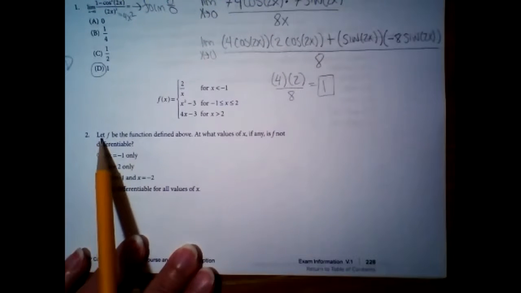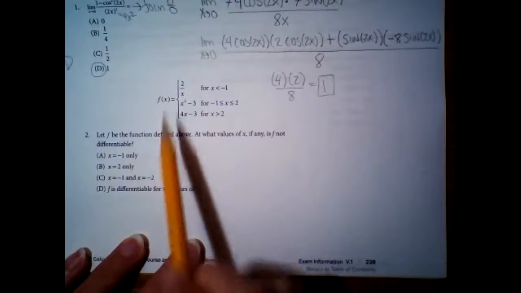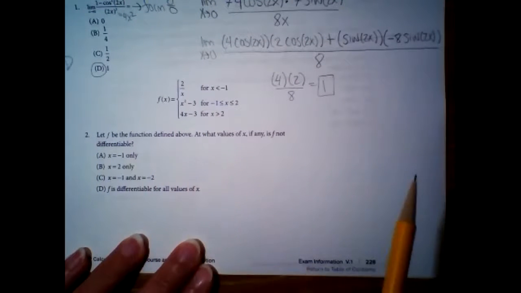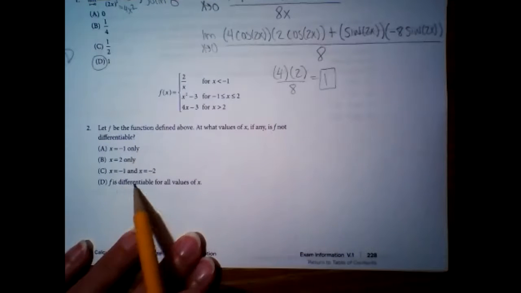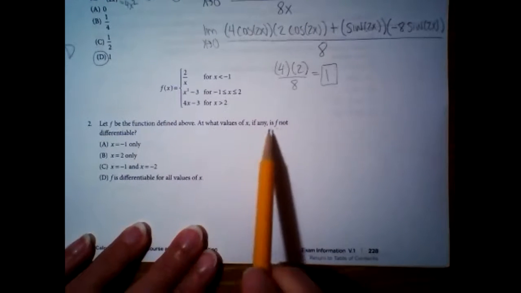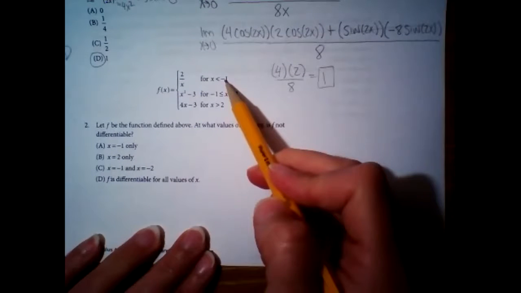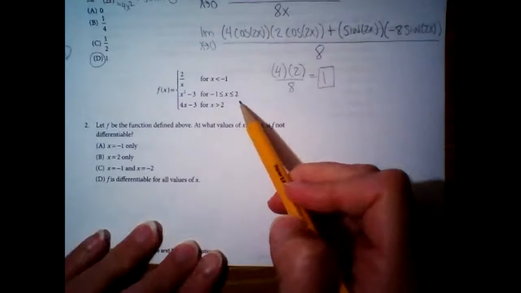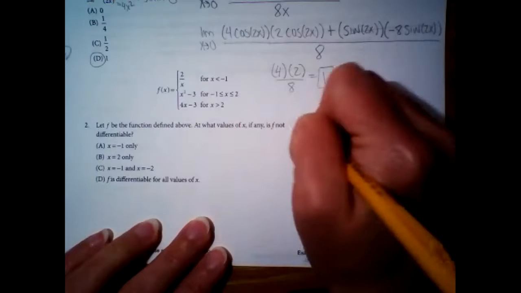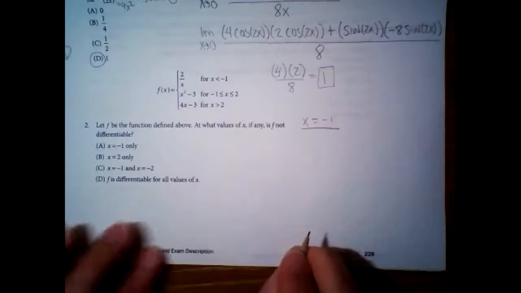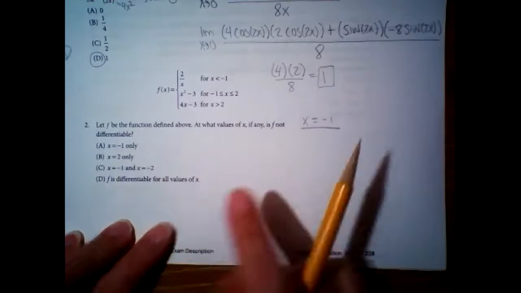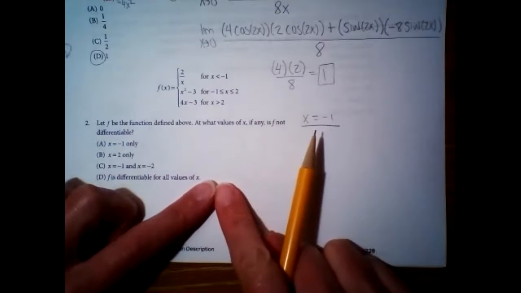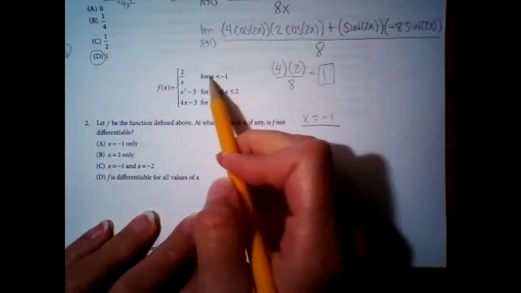All right, number 2, let f be the function defined above, so a piecewise function. At what values of x, if there are any, because there might not be, choice D is differentiable everywhere. Where is f not differentiable? All right, we're going to have to check -1 and 2. So let me check -1 first. In order for the function to be differentiable, first of all, it has to be continuous. Like the two pieces have to come together and meet up. So let's check that first.